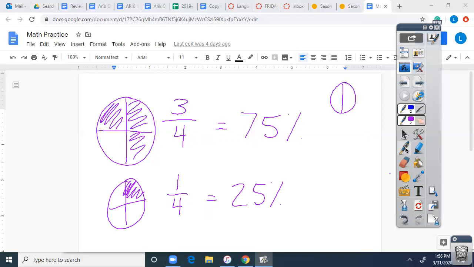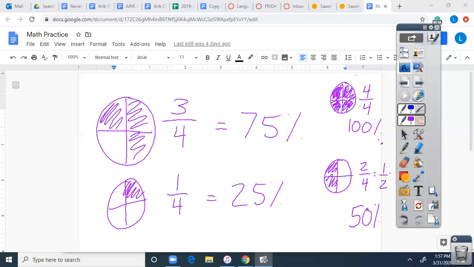Obviously, 1, 2, 3, 4. 4/4 is the same thing as 100% because it's all the way filled, right? All 4 of those pieces are filled. And then the last one that you probably already know, 2/4 or 1/2. Remember, we just learned how to simplify that, is 50%.